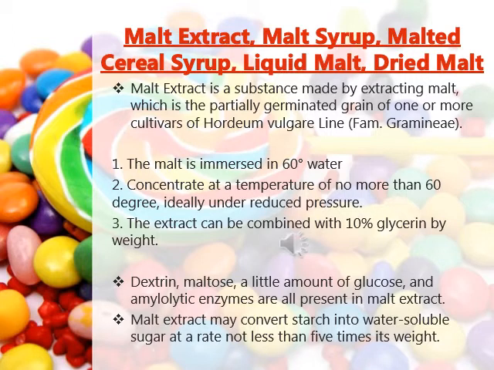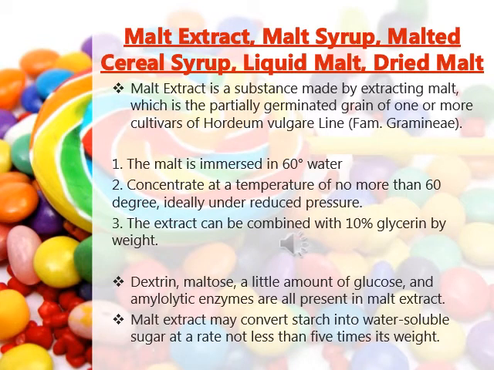First, the malt is immersed in 60-degree water. Second, concentrate at a temperature of not more than 60 degrees, ideally under reduced pressure. Third, the extract can be combined with 10% glycerin by weight.